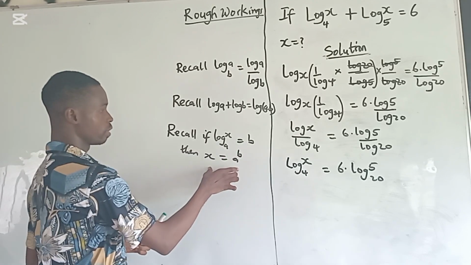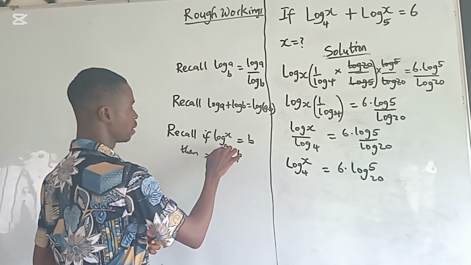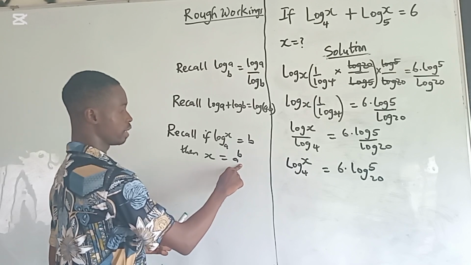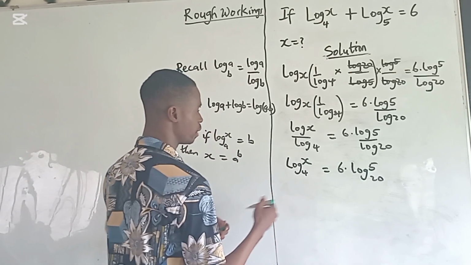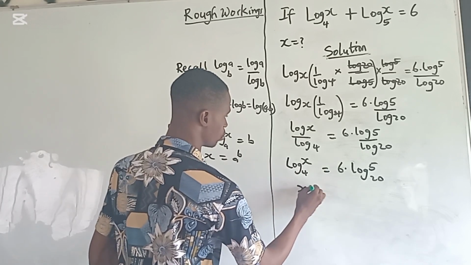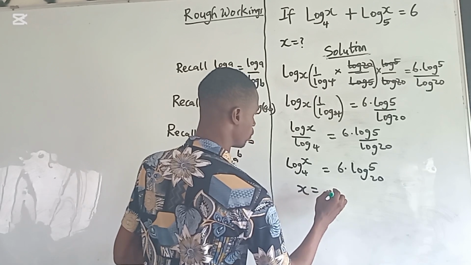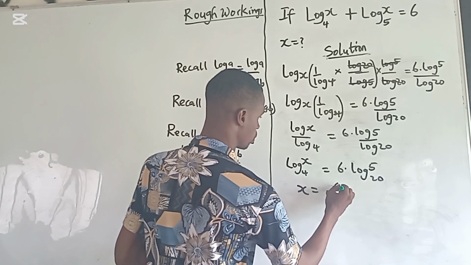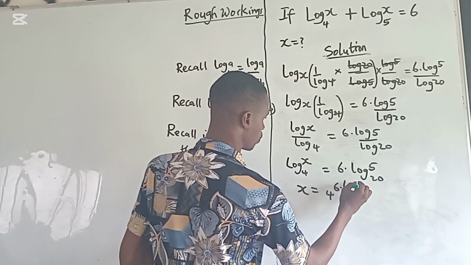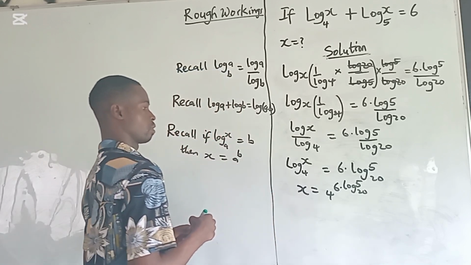So this is one of the principles: if log x base a equals b, then x is equals to a raised to power b. That's what we are going to do here. So now we are going to have our x to be equals to 4 raised to the power 6 dot log 5 base 20.